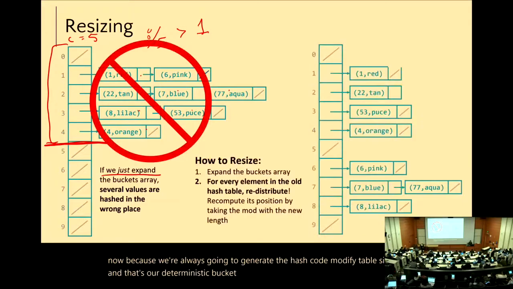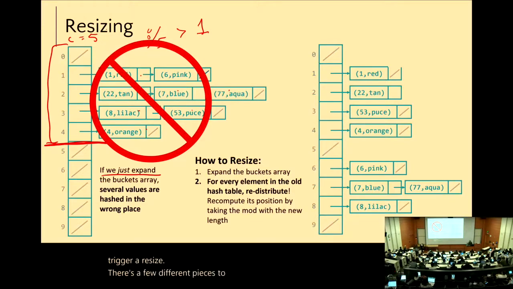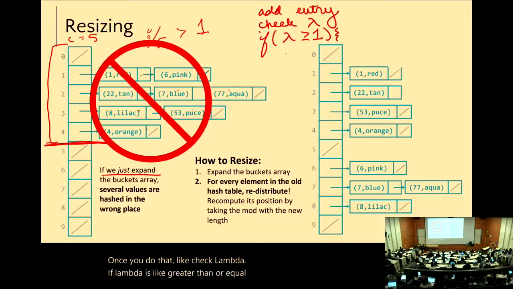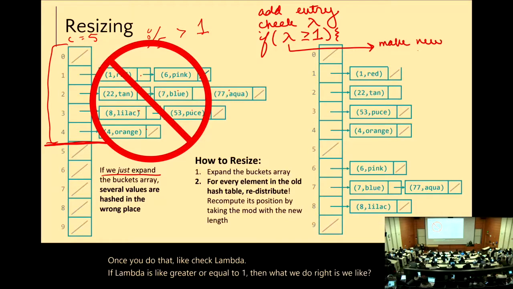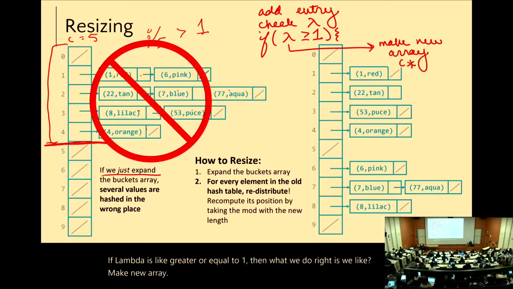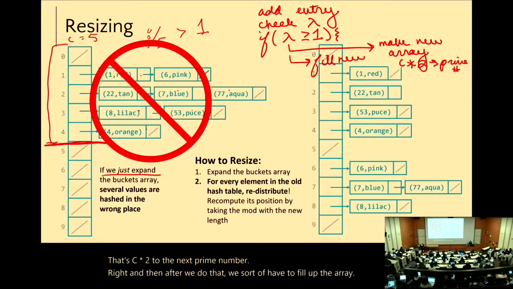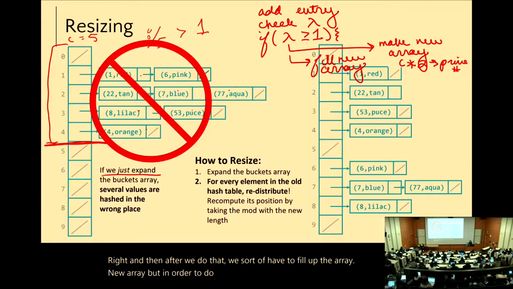So remember that when you trigger a resize, there's a few different pieces to it. There's add entry. Once you do that, check lambda. If lambda is greater than or equal to 1, then what we do is make a new array that's 2 times the capacity, rounded to the next prime number. And after we do that, we have to fill up the new array. But in order to do that, we're going to have to loop over the old array and get the hash code for each item and then mod it by table size.